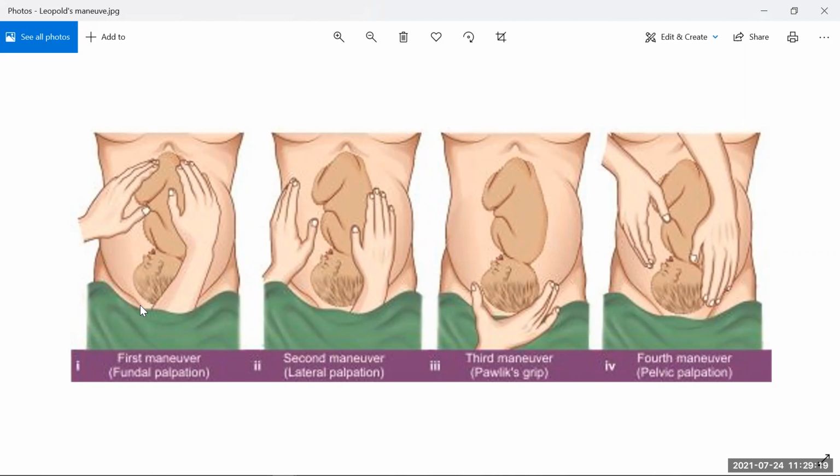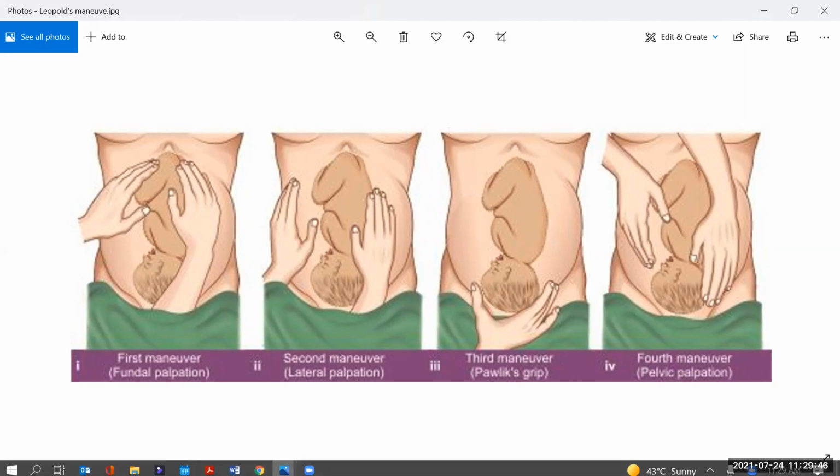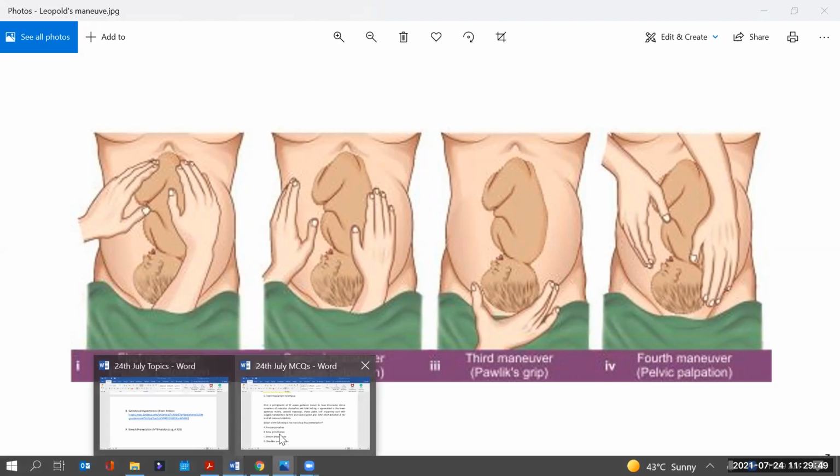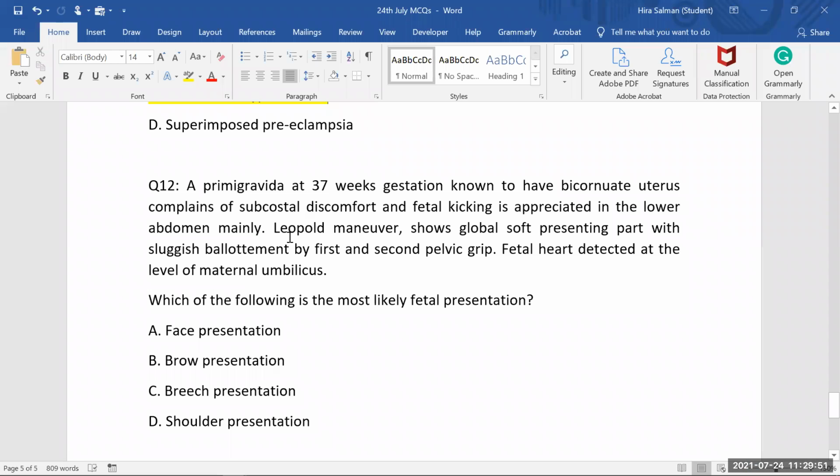So the first grip and the second grip give you a clue where the buttocks of the baby and where the head of the baby are. If you see a soft globular portion floating between two hands, that's most likely the breech area of the baby, the buttocks. But with the Pawlik grip, you can easily appreciate the head of the fetus between your forefinger and thumb. So here the question says the Leopold maneuver shows a globular soft presenting part. The cephalic part, the head of the baby, is not a soft one.